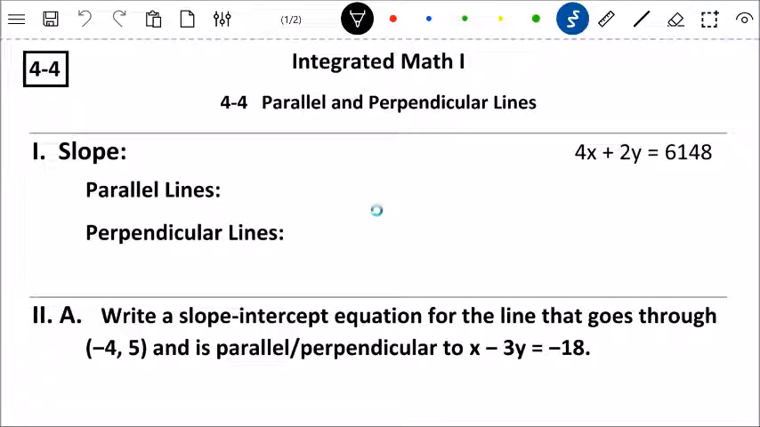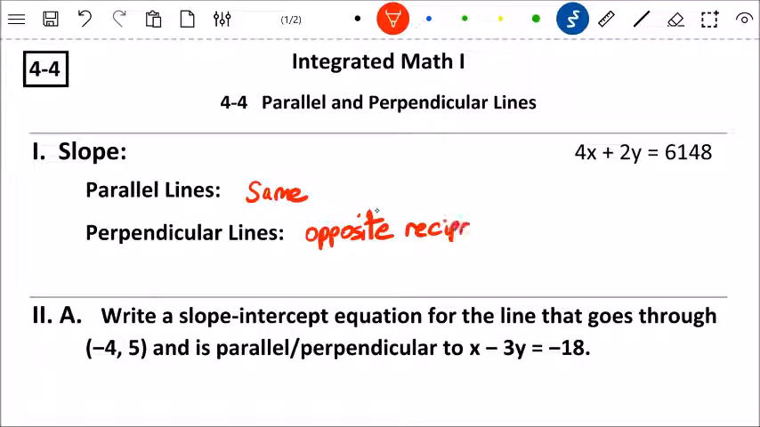Welcome. Let's take a look at the slope for parallel and perpendicular lines. And this is where you need to remember that if two lines are parallel, the slope is the same. And if they're perpendicular, you use the opposite reciprocal.